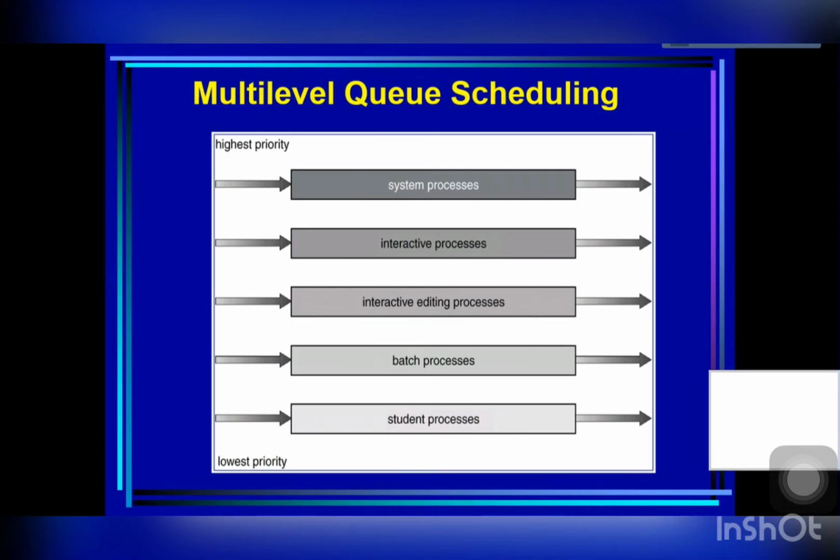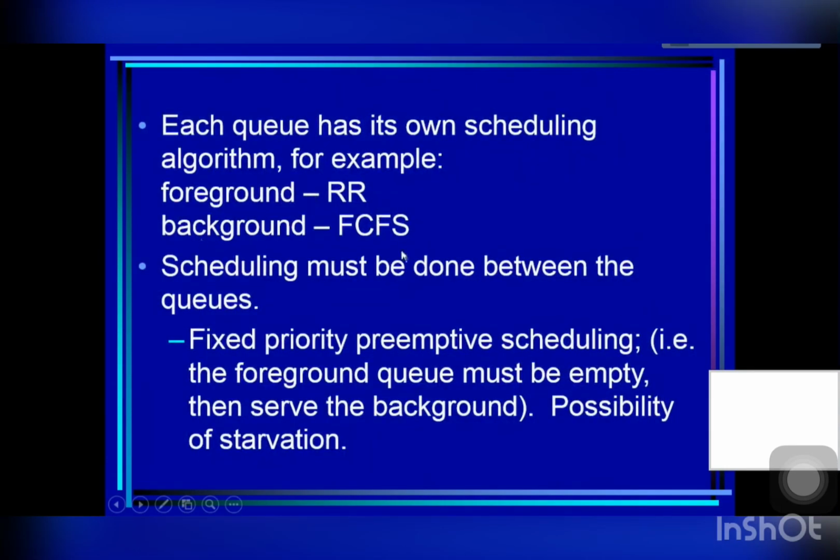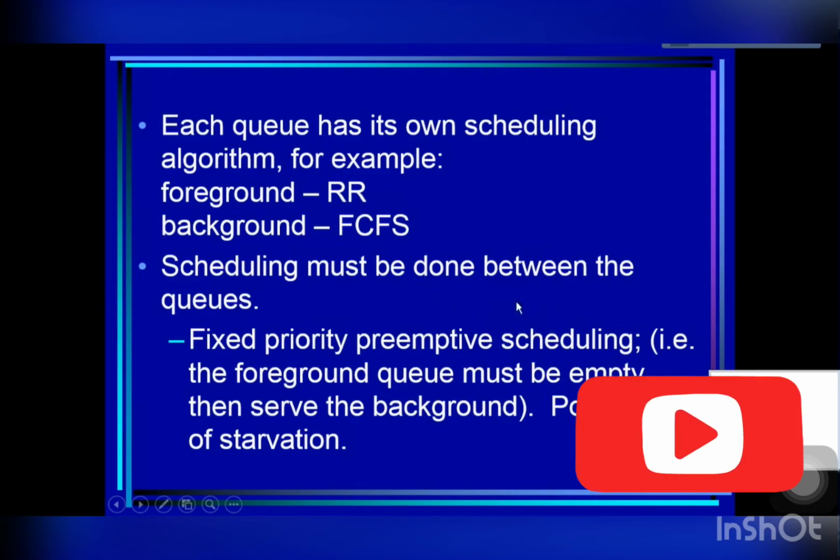Another possibility is to time slice among the queues. Here, each queue gets a certain portion of the CPU time, which it can then schedule among its various processes. For instance, in the foreground-background queue example, the foreground queue can be given 80% of the CPU time for round-robin scheduling, and the background queue receives 20% of the CPU to give to its processes on a first-come, first-served basis.